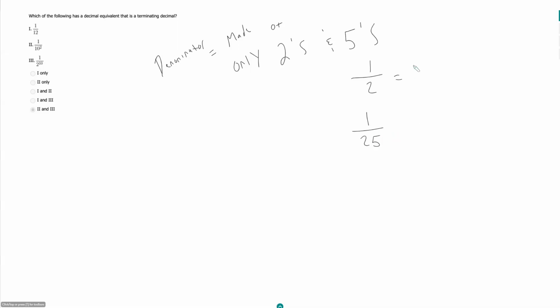1/25 is also terminating, because 25 is just two 5s. So this contains all 5s. Something like, I don't know, 3 out of 50 should also be terminating, because this is equal to 3/25 times 2. So that's 5 times 5 times 2. So we still have only 2s and 5s.